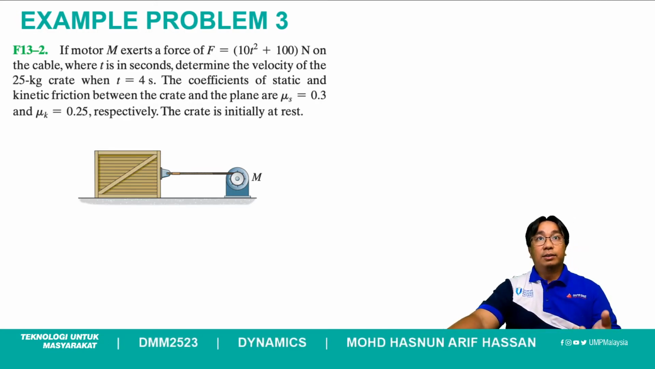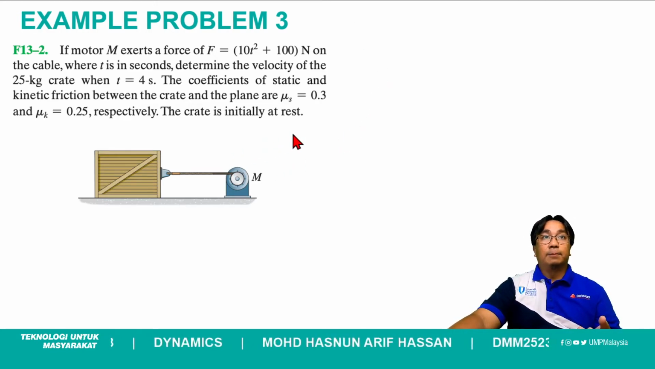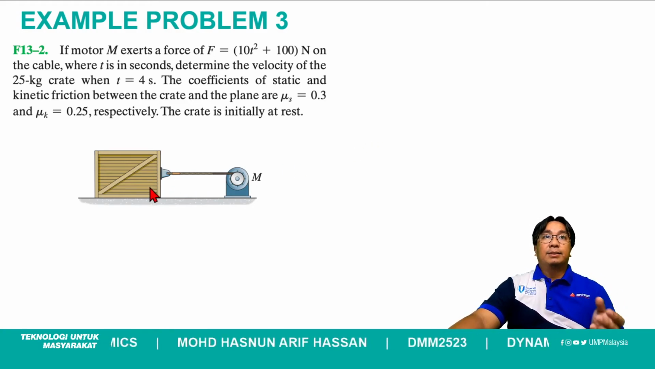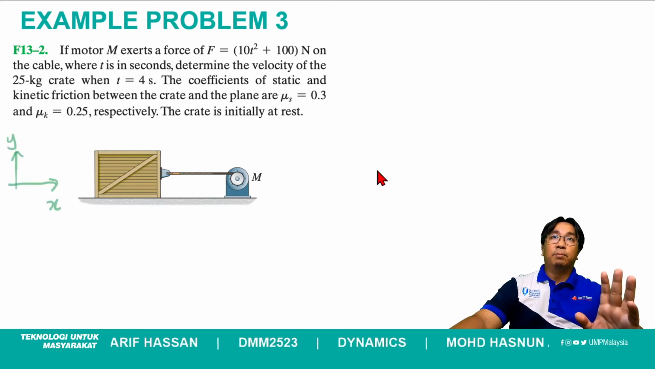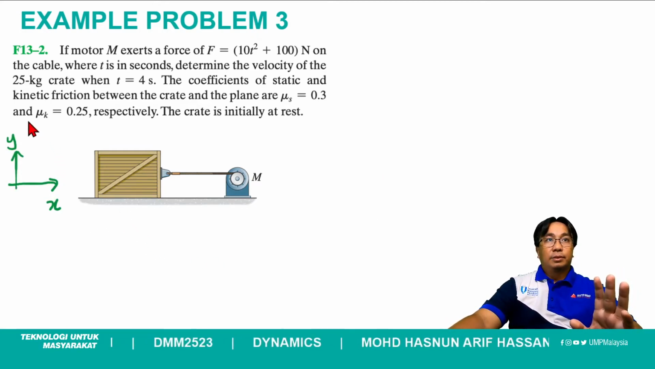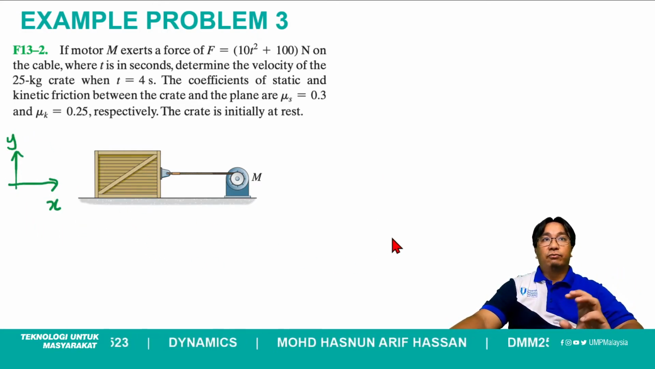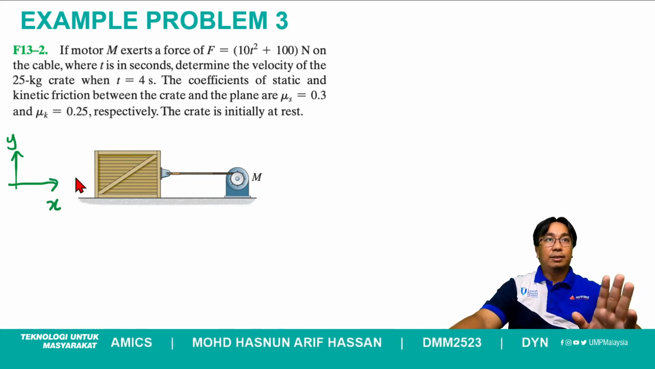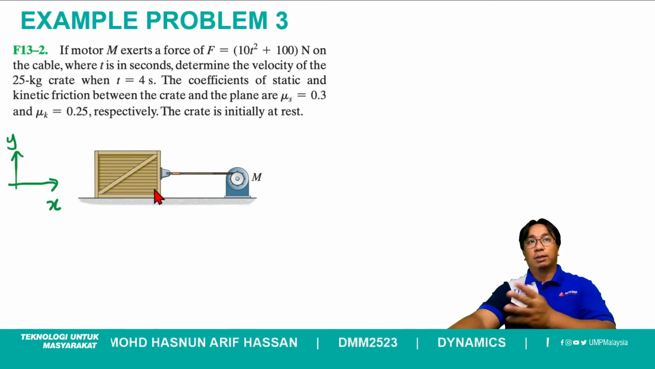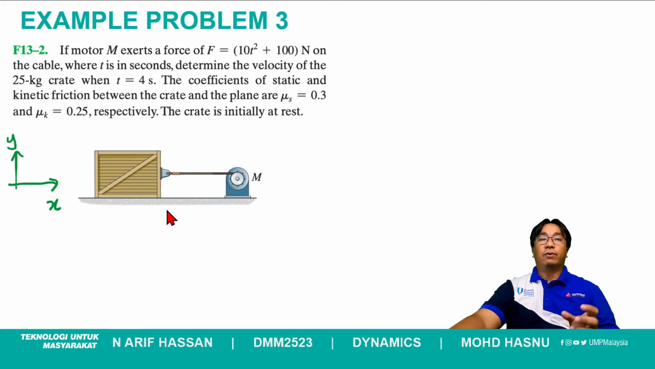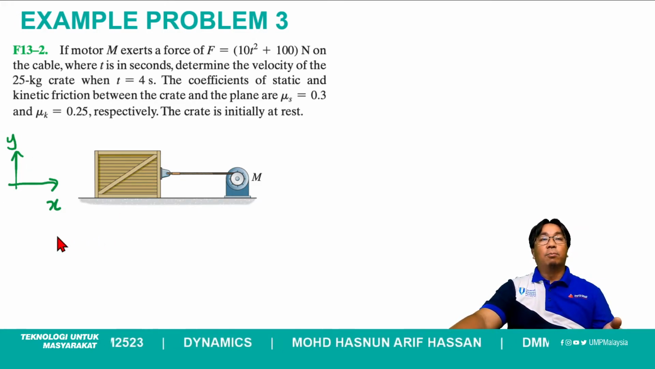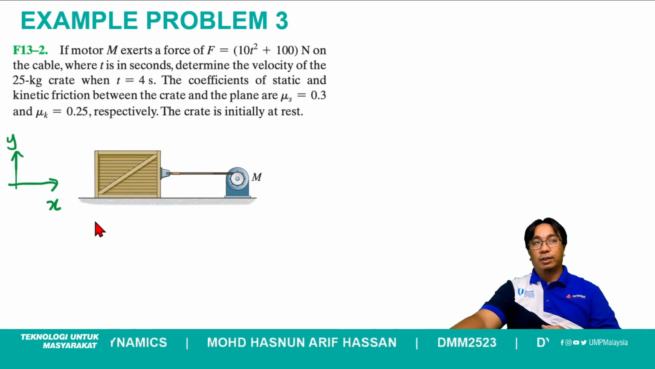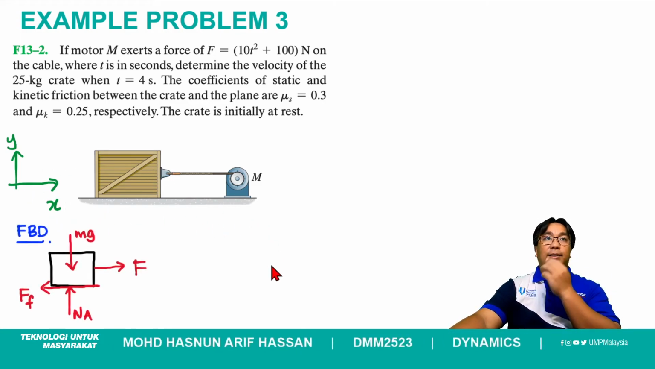Because of the friction, or because of the mass, the inertia that resists the motion. So that we need to determine first. Okay, again, the first step is to define the coordinate system. In this case, we know the box is moving to the right, so there is no need to define the coordinate system at an angle. We just use the normal orientation: x positive to the right, y positive upward.